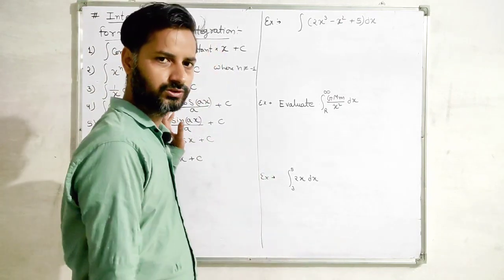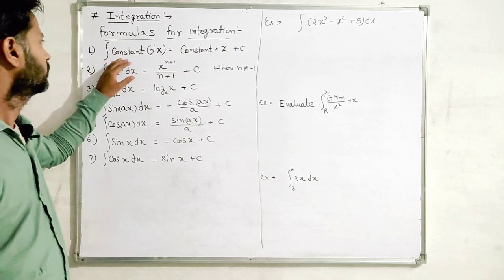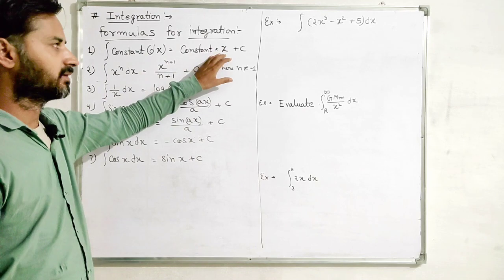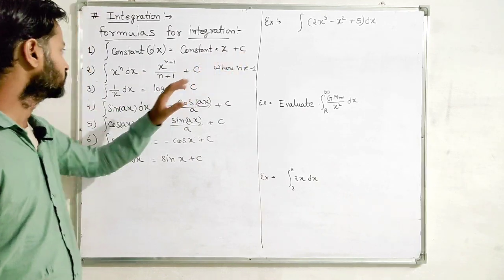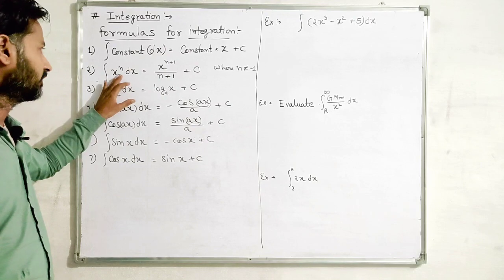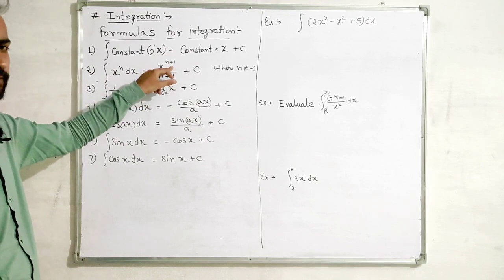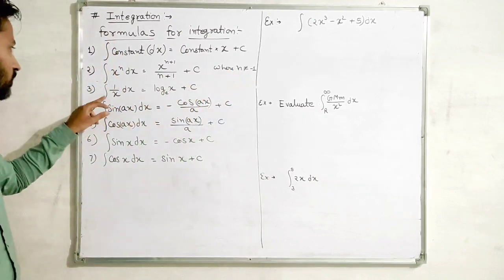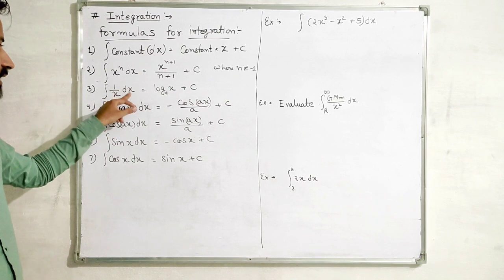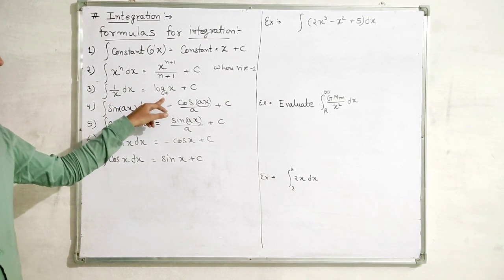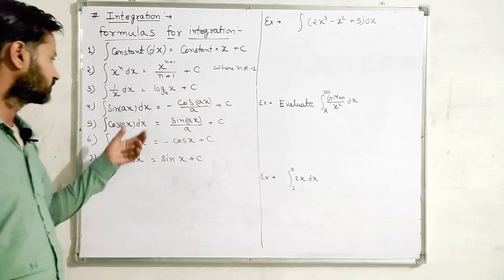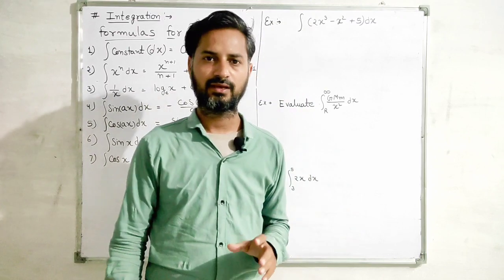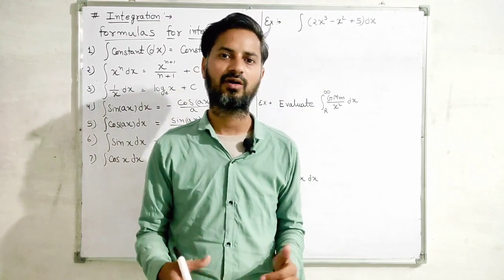So here are the rules of integration. Integration of a constant with respect to dx gives us constant multiplied by x plus c, where c is the integration constant. Integration of x to the power n dx gives us x to the power n plus 1 divided by n plus 1 plus c, where n is not equal to minus 1. Integration of 1 upon x with respect to dx gives us log x plus c, where c is the integration constant, and so on. The value of integration constant c is decided by the initial condition of the given problem.